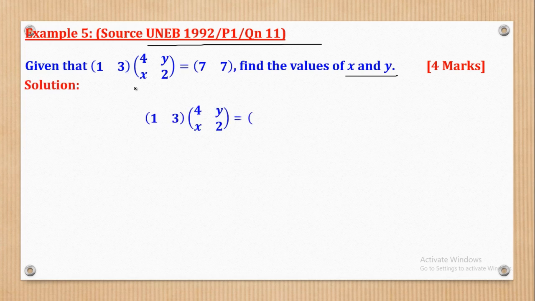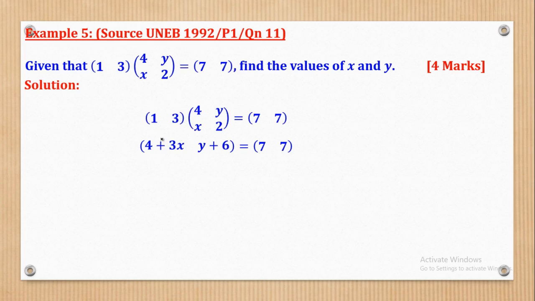Like we have done in the previous example, we first multiply the two matrices. For the first one, I'm interested in the row, for the second one, I'm interested in the column. So 1 times 4 will give me 4, and 3 times x will give me 3x, then I add the 2. Also 1 times y will give me y, and 3 times 2 will give me 6, so I add the 2. In the end I come up with a 1 by 2 matrix of 4 plus 3x and y plus 6.